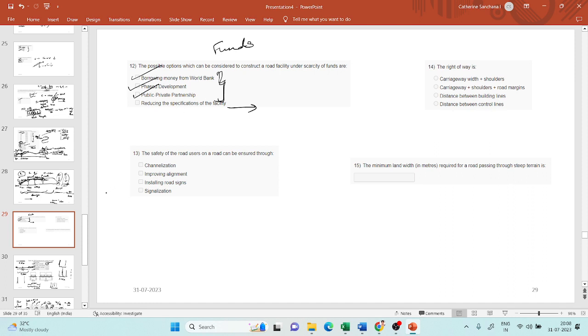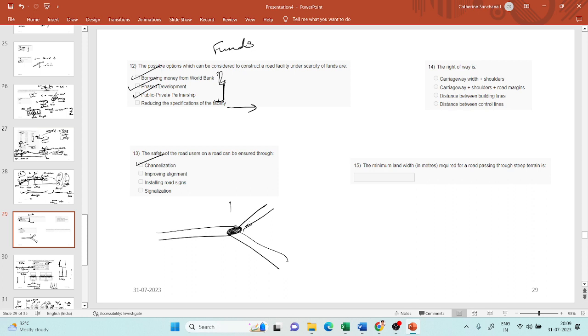Now, if you see what factors, so what can be done to improve the safety of the road users? Either you can do a channelization. What is a channelization? Say you have a Y intersection like this. Y intersection is you have a road like this, you have a road like this, and you have a road like this. It is in the shape of Y.